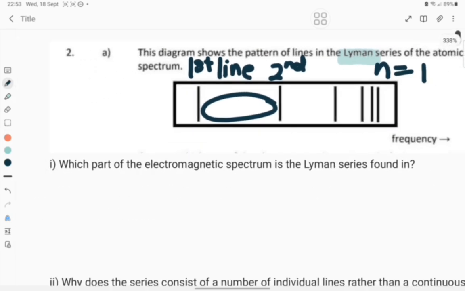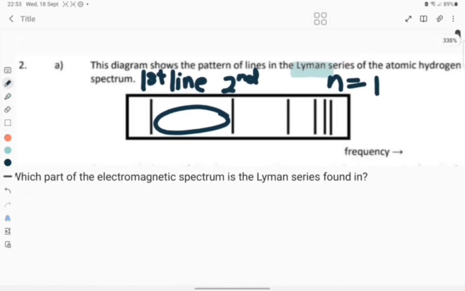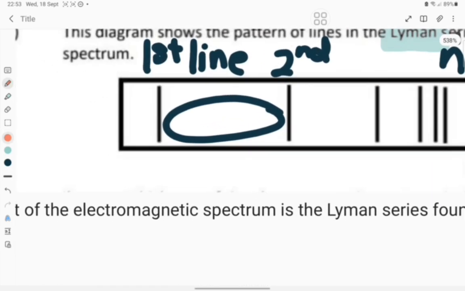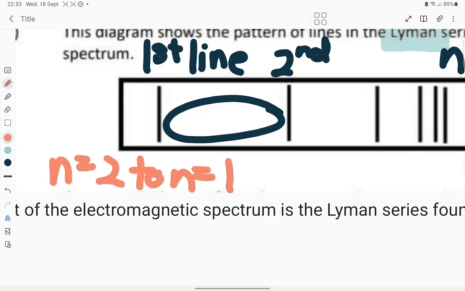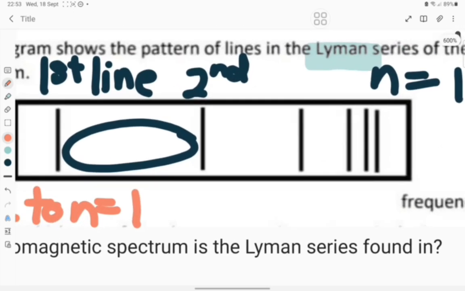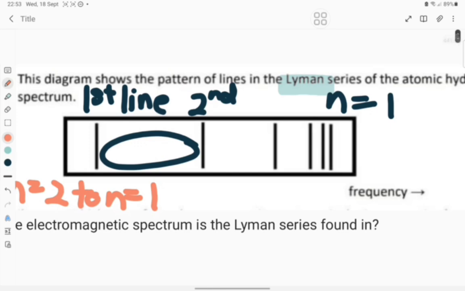So what we know is the formation of the first line in Lyman series will be n equals to 2 to n equals to 1. This shows that electrons drop from energy level 2 to energy level 1. And same as this, if this is n equals to 2 to n equals to 1, this will be 3 to 1. And this will be 4 to 1, 5, 6, and 7.